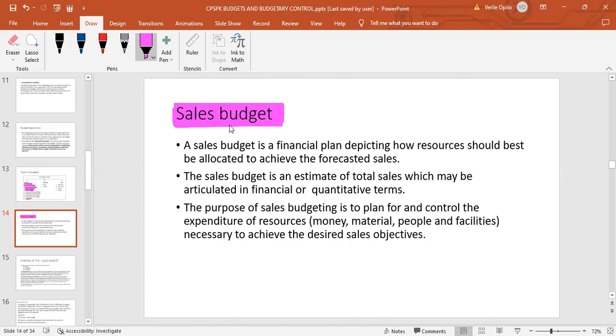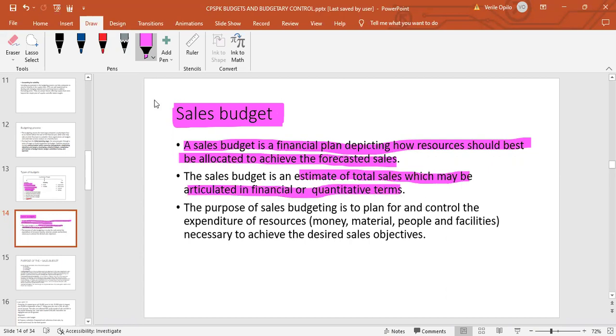So in that case, that budget, that financial plan that has been quantified both in quantitative amounts and also monetary amounts, we classify as a sales budget. So we can say that a sales budget is a financial plan depicting how resources should be allocated in order to achieve forecasted sales. And the sales budget is an estimate of the total sales, which may be articulated in either financial or quantitative terms.